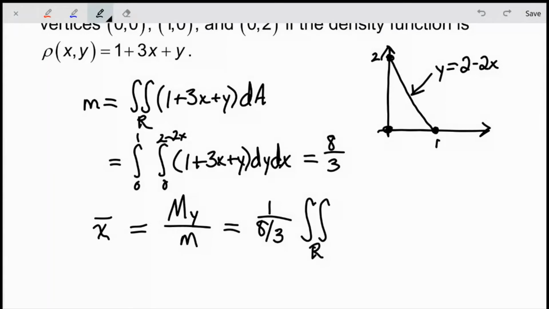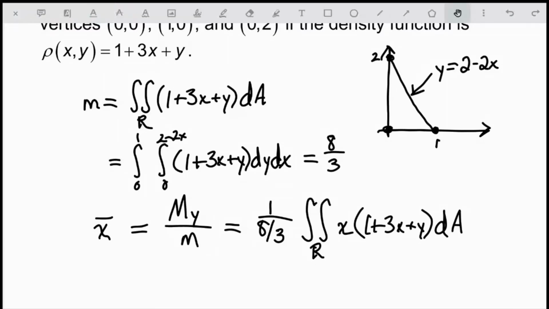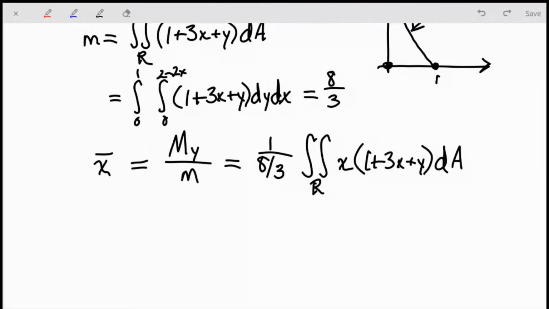And it's going to be x times 1 plus 3x plus y dA, right? Okay, so that's my setup. Now, we actually need to solve this out, but we know what the limits of integration are going to be. We know how this process works.